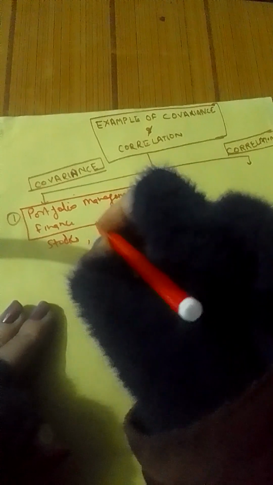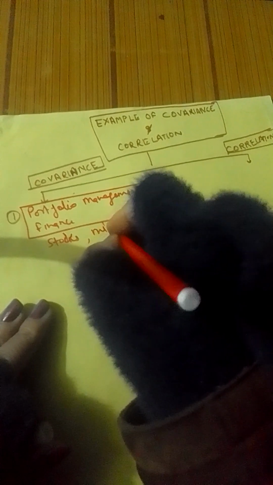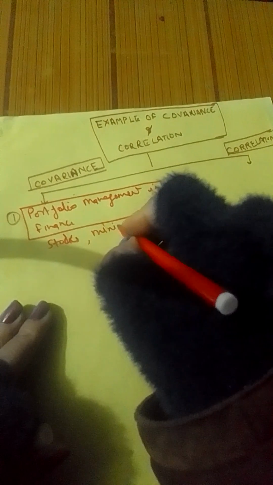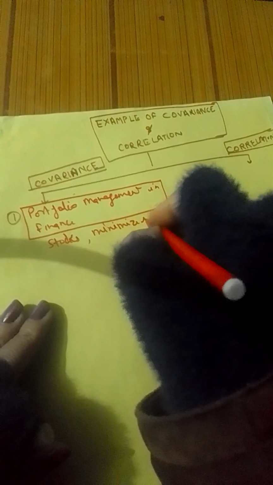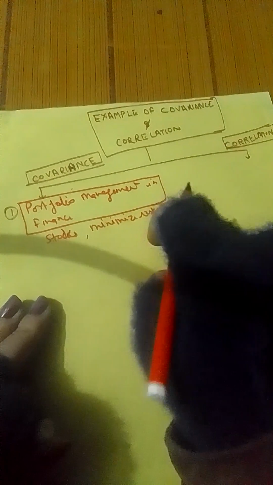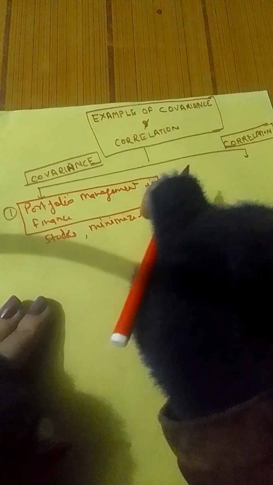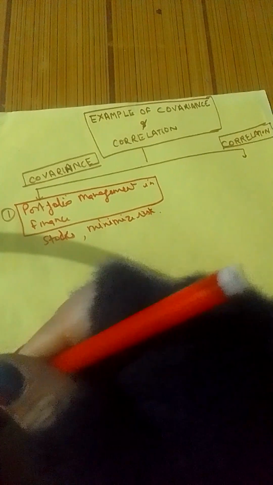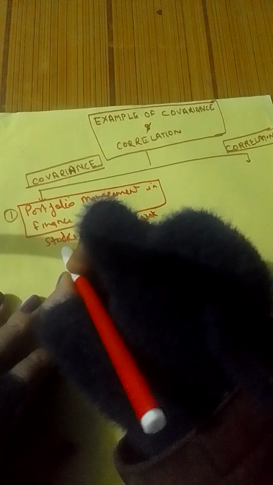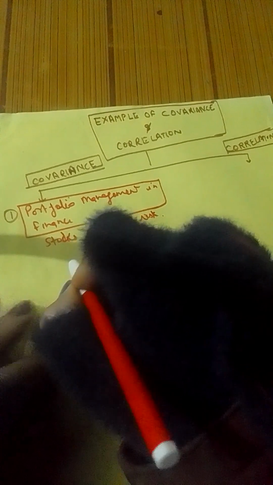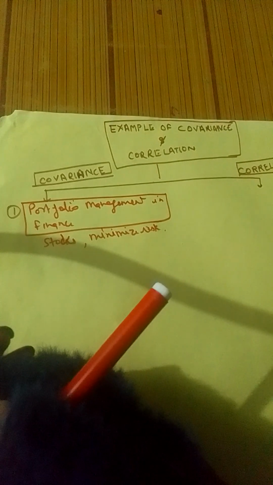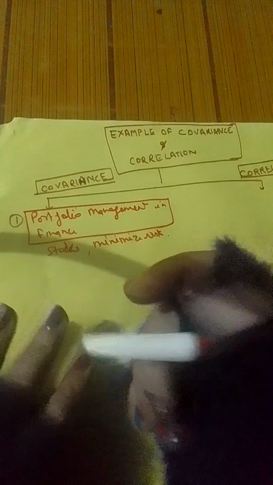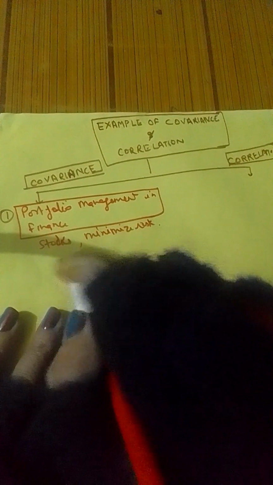So in stocks, minimum risk, to minimize risk. So what does that mean? How is covariance used in portfolio management in finance? I already told you that in definition, covariance is nothing but it measures how much two random variables vary together. Fine. And it provides direction to the relationship of the two variables.